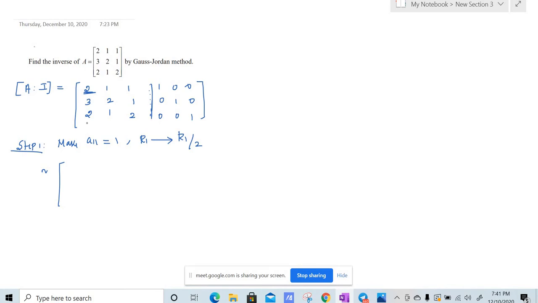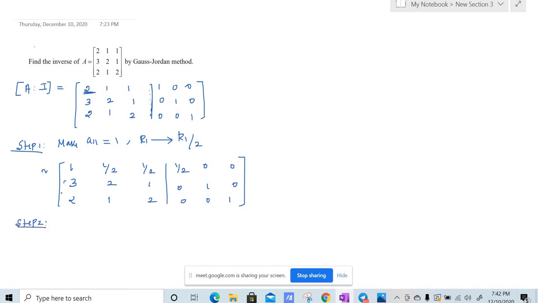and remember, whatever operation we are doing here, we need to apply here also. So this will be 1 and this will be 1 by 2, this will be 1 by 2 and this will be 1 by 2 0 0, right? So r1 we are making a transformation r1 by 2, so 2 by 2, 1 by 2, 1 by 2, 1 by 2, 0 by 2, 0 by 2, and you can write r2 and r3 as it is. So 2 1 2 0 1 0 0 0 1, right?